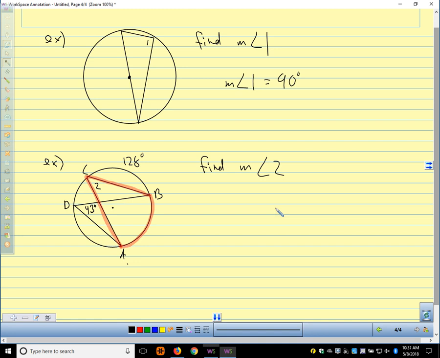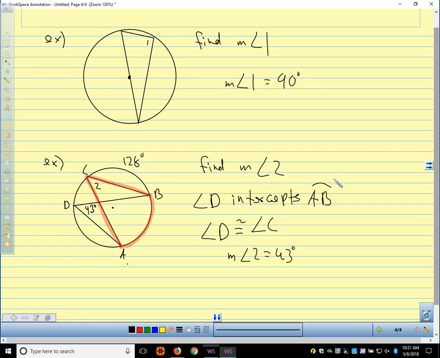So, is there another angle that intercepts that arc? The arc AB? Angle D intercepts arc AB. So angle C and angle D intercept the same arc. So what does that tell us? They're congruent. Angle D is congruent to angle C. So the measure of angle 2 is 43 degrees.